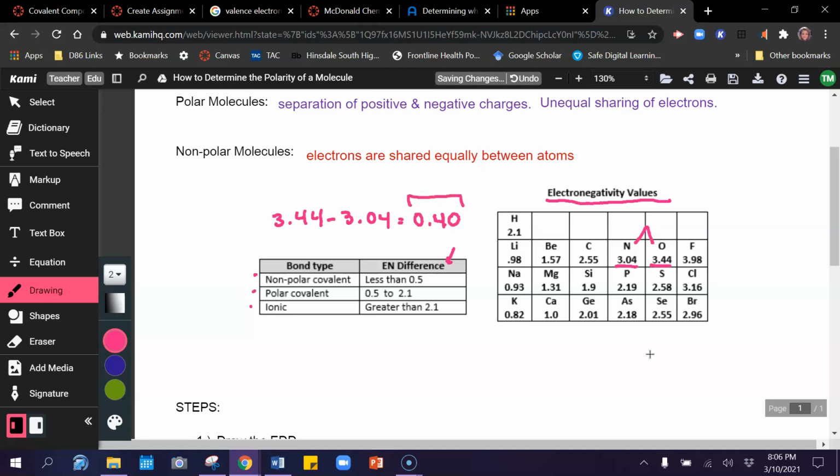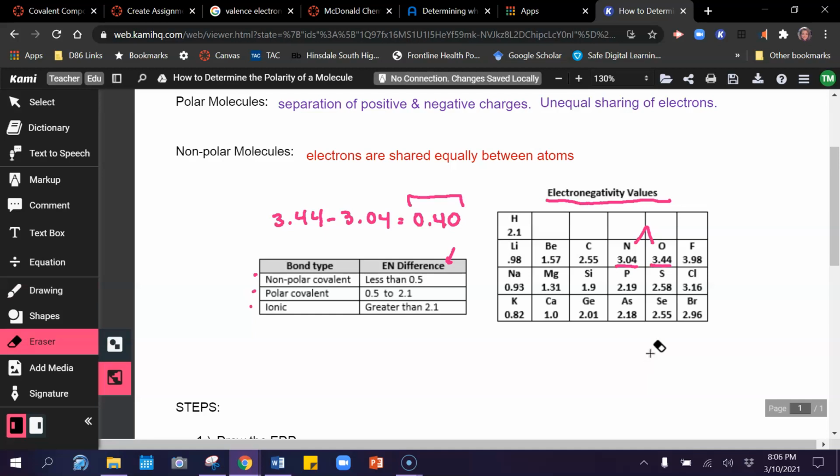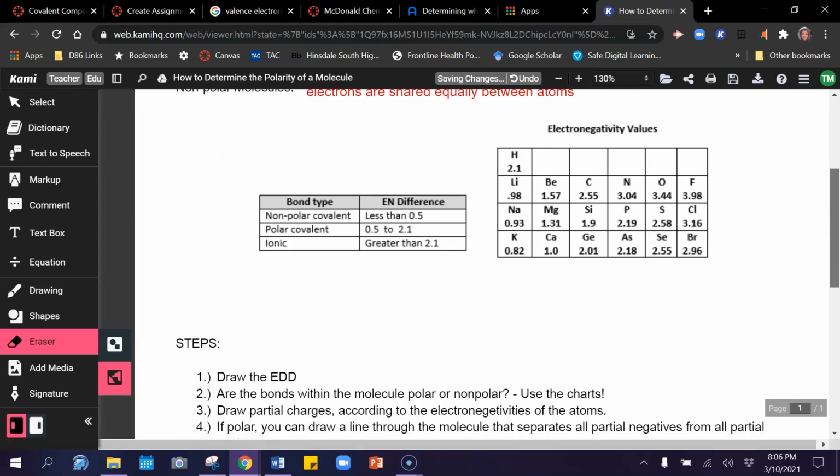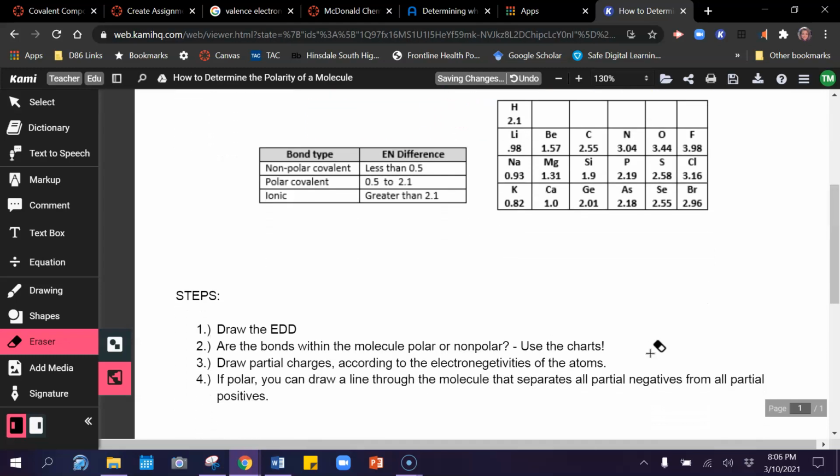Now, I just want to make sure that you understand that the electronegativity difference value, like this answer here, always has to be positive. So even if you put into your calculator 3.04 minus 3.44, just take away the negative sign and you'll have your answer. So your electronegativity difference must always be a positive number. So that's how you use these two charts. And I wanted to bring that up because using them is one of our steps in order to determine whether a molecule is polar or nonpolar.